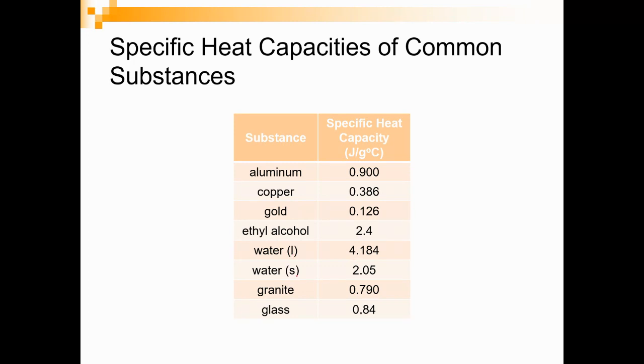But that's as a liquid. As a solid, as ice, it has half the specific heat, roughly. Granite is 0.79 and glass is 0.84. So these are some relative specific heats.